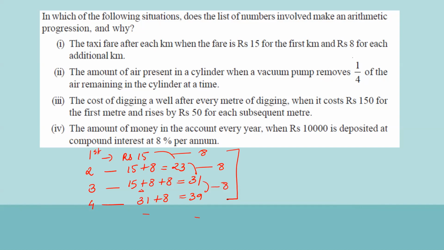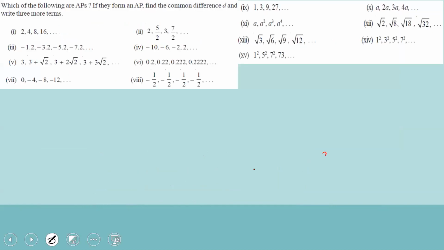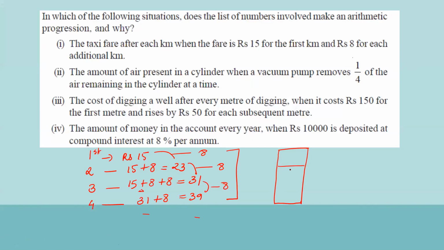The amount of air present in a cylinder when a vacuum pump removes 1/4 of the remaining in the cylinder. Now see, the second one, you have a cylinder. Every time you're removing 1/4, what is remaining in the cylinder? For example, the cylinder is fully filled. I'm removing it for the first time. That means I have removed 1/4 of this, and now how much do I have? I have 3/4 remaining. Now, out of this 3/4, 1/4 is removed. Now, out of the remaining, again, 1/4 is removed. So if you see, the base amount is going on decreasing, this will not form an AP. This won't be an AP at all.